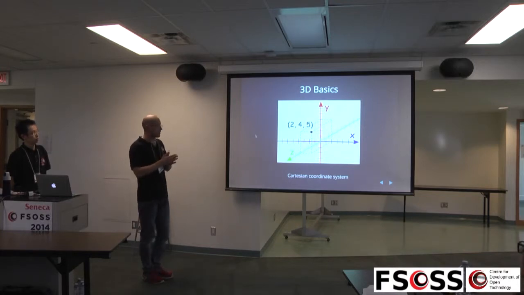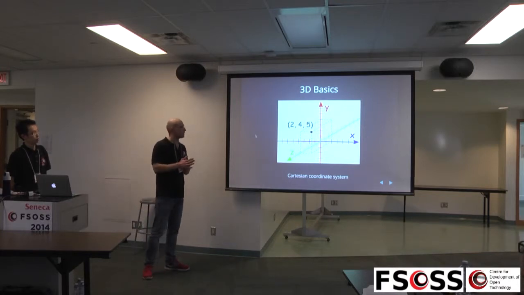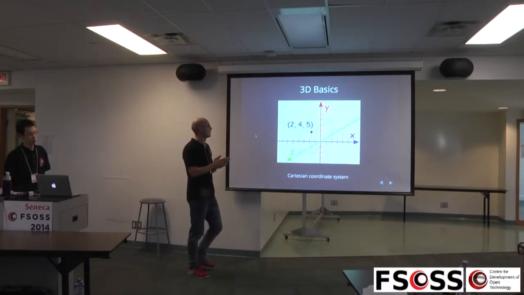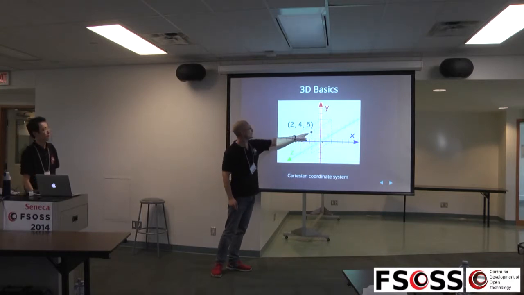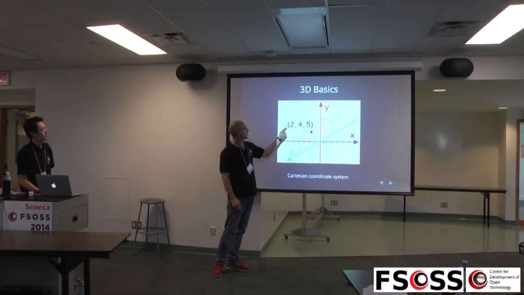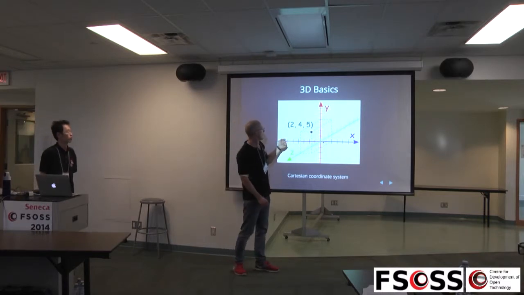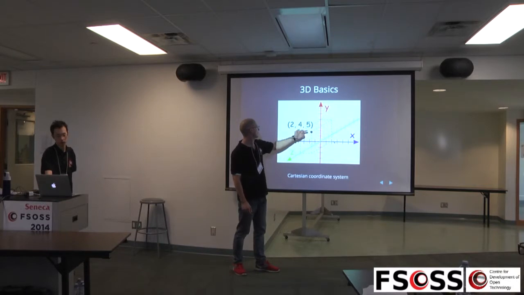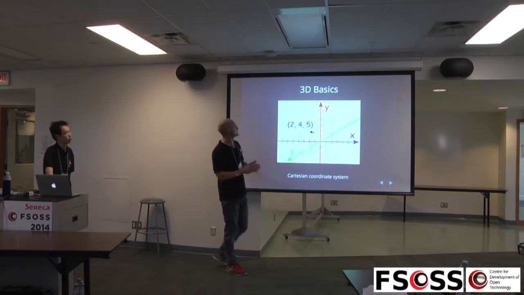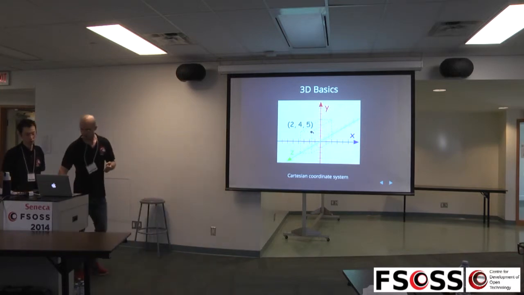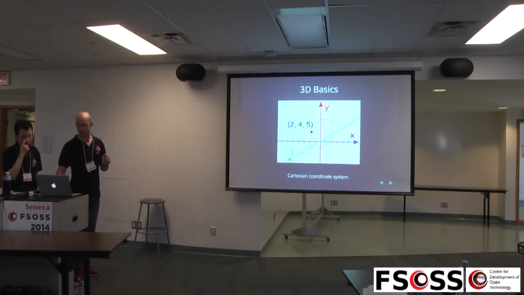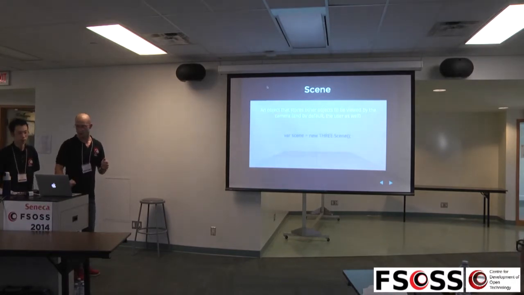So coordinates: any point in the 3D world is represented by three values, X, Y, and Z. For example, this brick, I would call it, this point will have coordinates 2, so it will be 2, 4, and 5 on the Z-axis. So this is the very basic thing that you need to know.